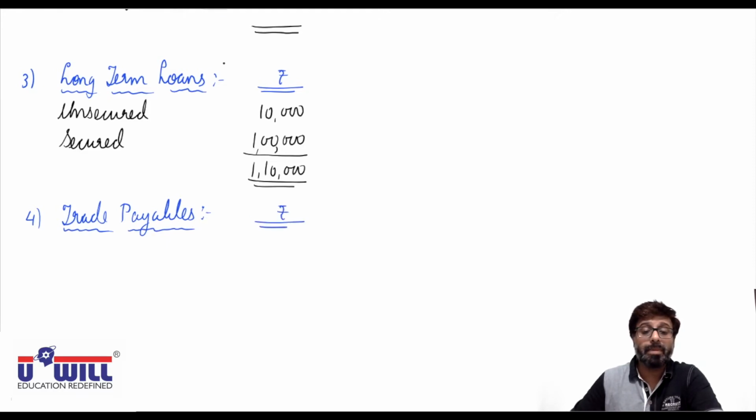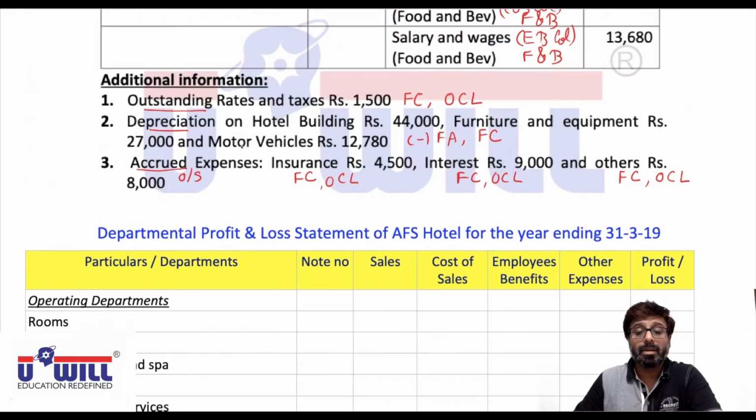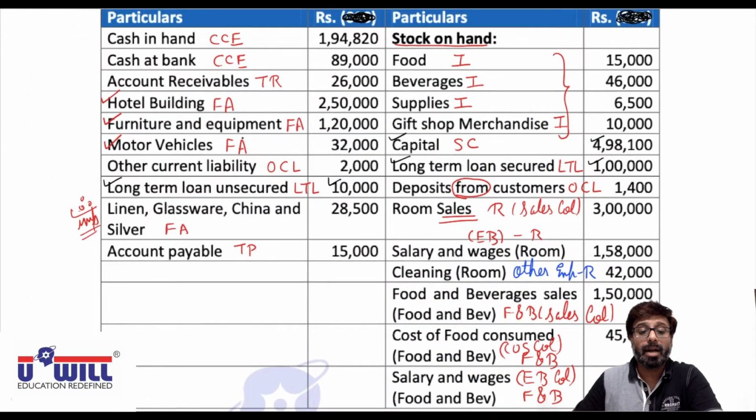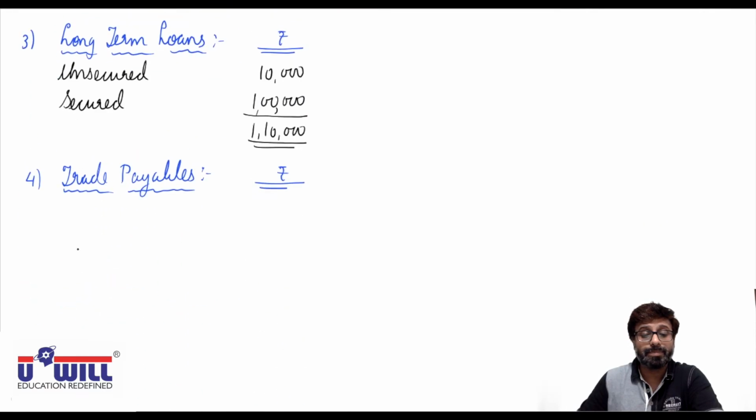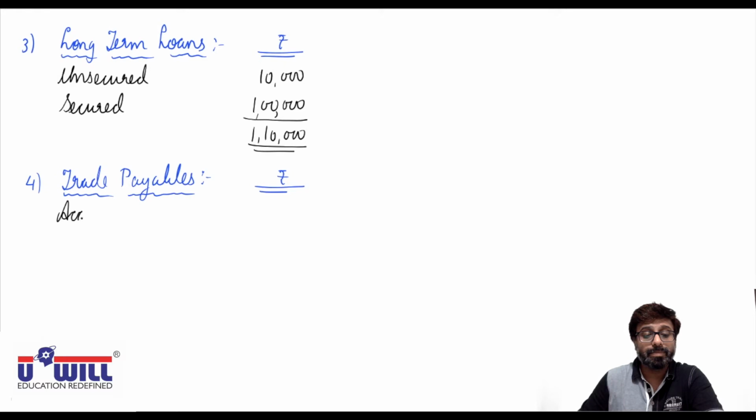Now in trade payables, what all things do we have here? Only one thing, I think, account payable. Account payable 15,000. Put a tick on that, account payable 15,000.